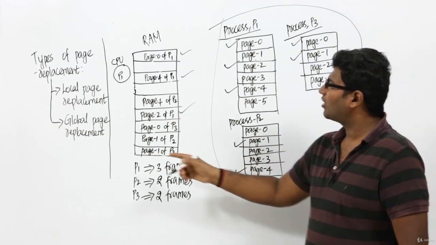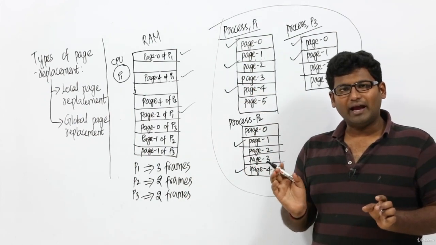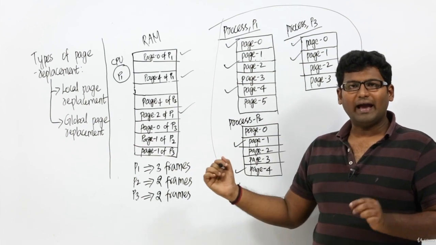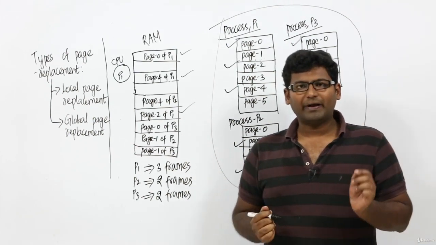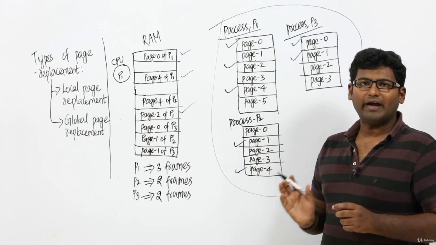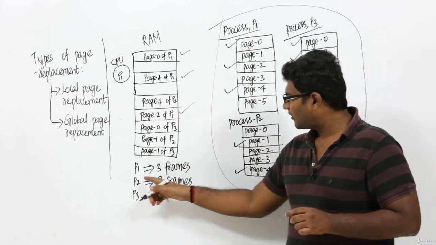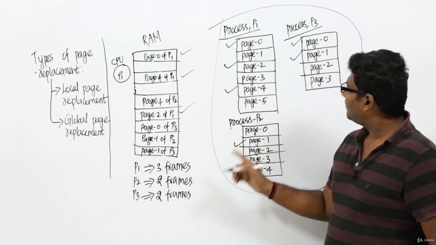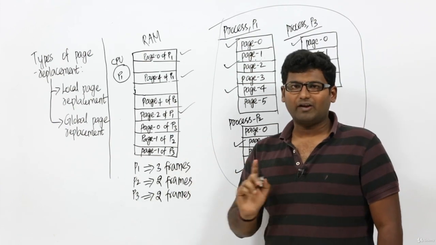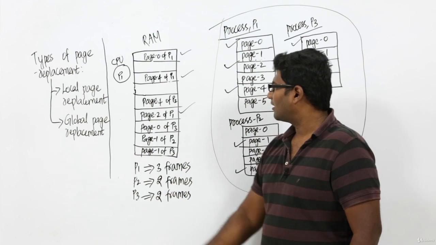That's what we mean by local page replacement, which means in case I want to move a page of process P1 to RAM, I can only replace the pages of process P1. I cannot touch other processes' pages, right? Since process P1 has been given 3 frames, I can place page number 1 only in the 3 frames which are allocated to P1. I cannot touch other processes. That's what we mean by local page replacement algorithm.